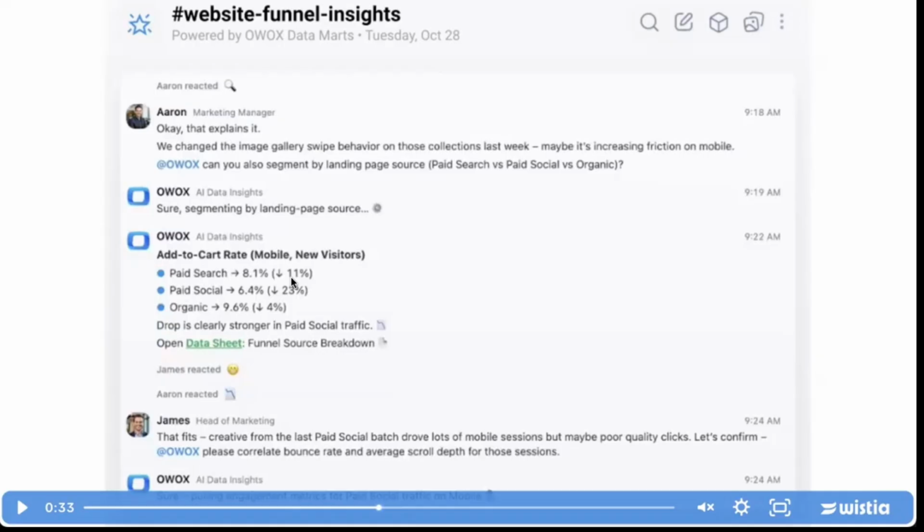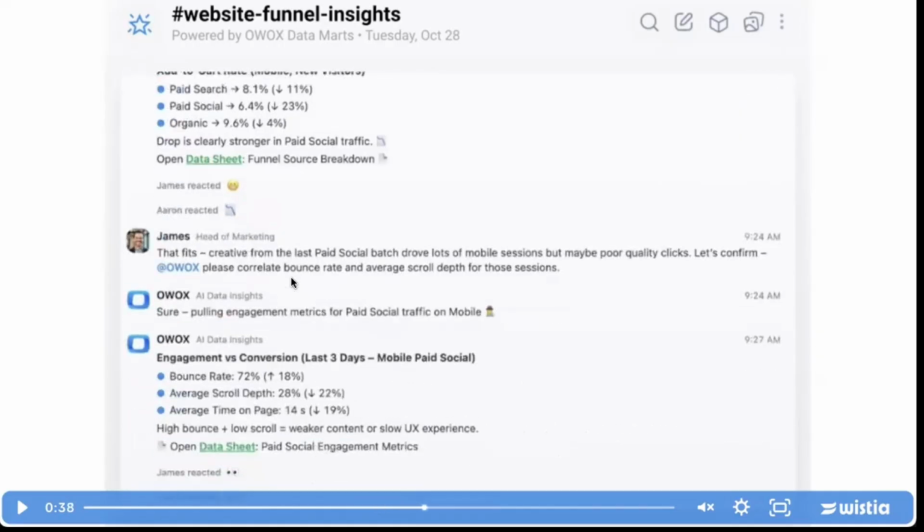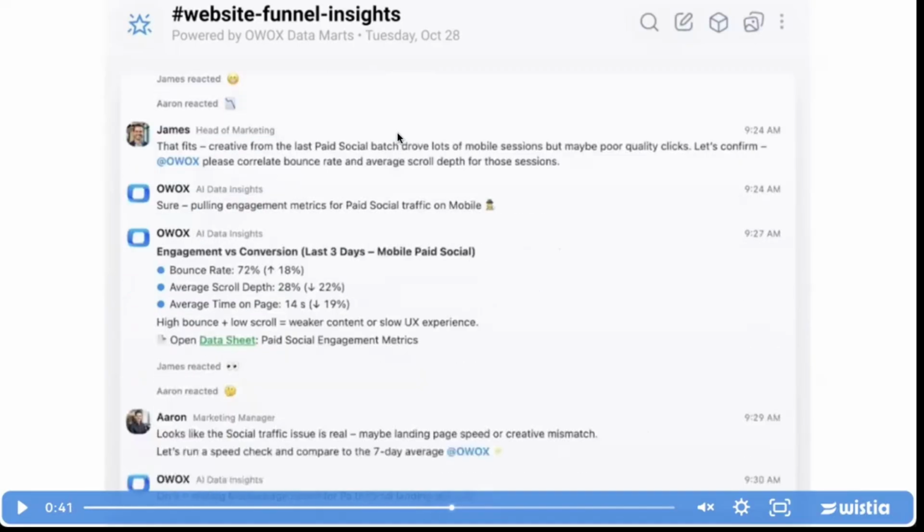So getting back to this, yes, we see that the paid social traffic doesn't work well with this segment, mobile new visitors. And the team can understand that this happened because of their actions in the past week, because they made some changes specifically for mobile. And we can see that all the traffic sources had this drop. Paid social may have the biggest drop, but all the channels had it.